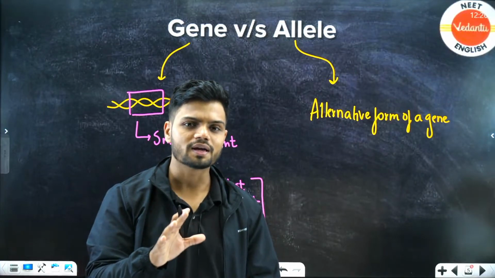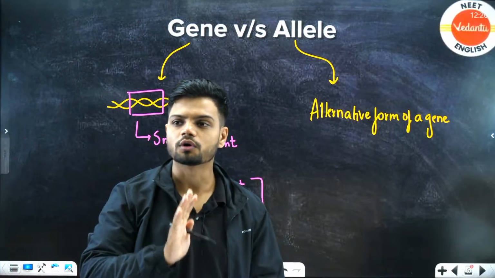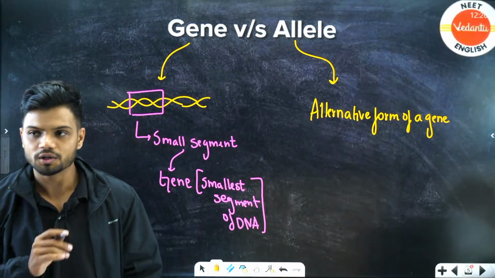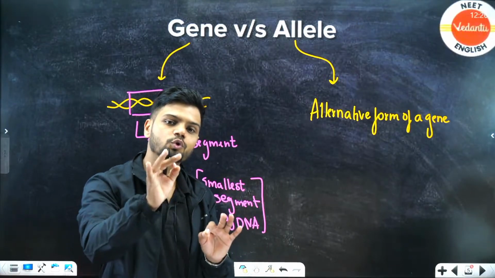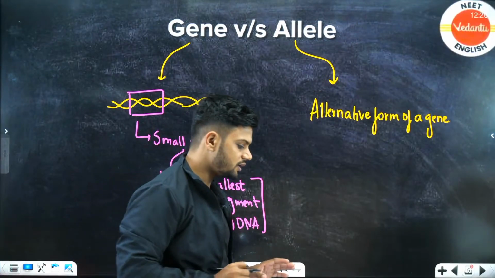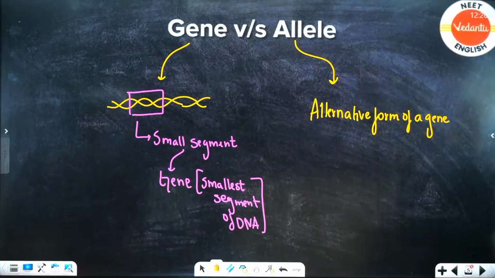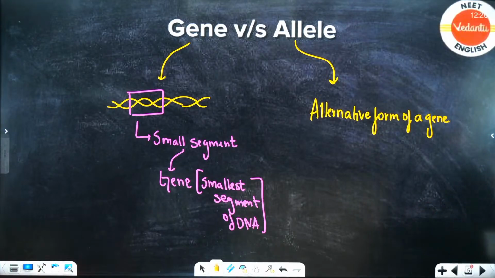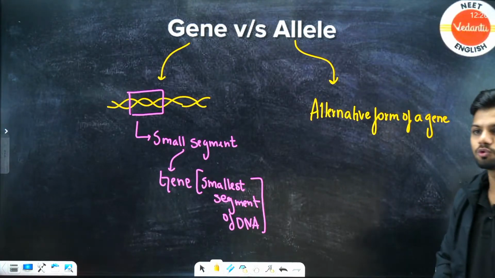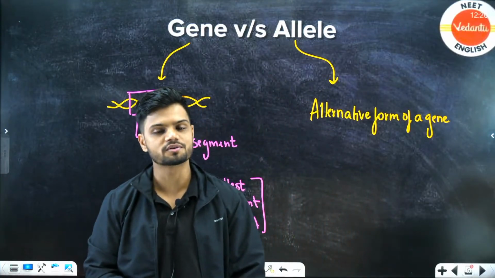Now, if I can ask you one higher level question. Is it always the case that one gene will always have two alleles? True or false? Tell me in the chat. A gene will always have two alleles. Tell me. False. Obviously false.